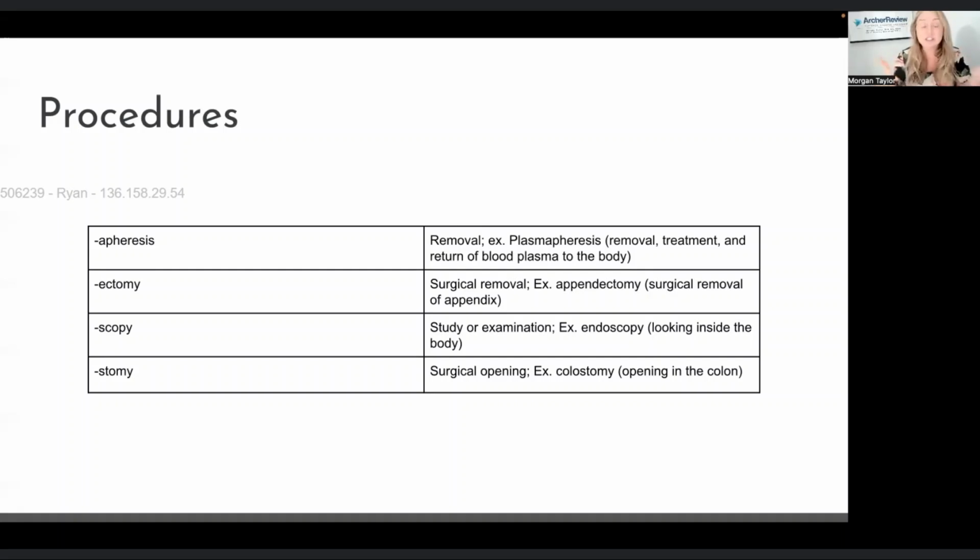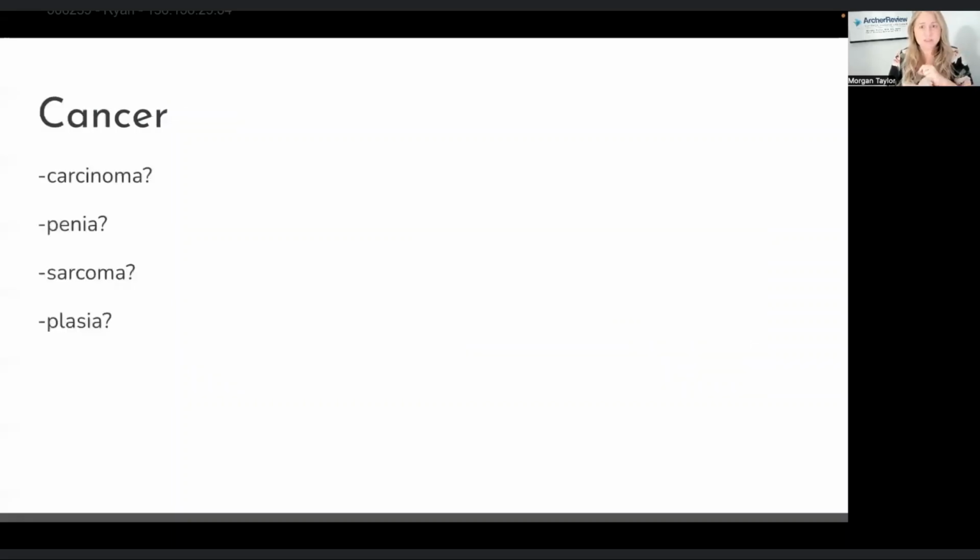Lastly, stomy means a surgical opening. Tracheostomy, opening in the trachea. A colostomy, opening in the colon. An ileostomy, opening in the ileum. Now, here are a few suffixes specific to our oncology clients.